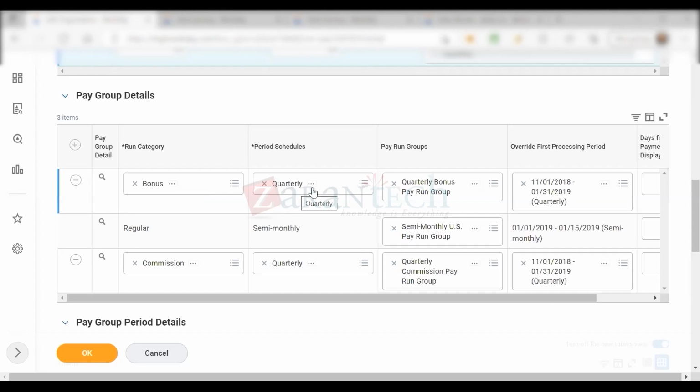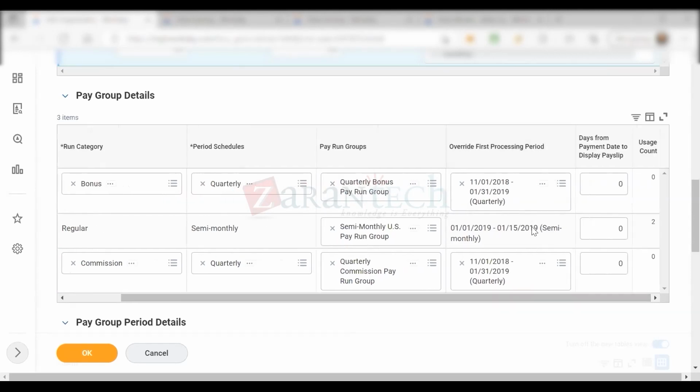So I can put my period schedule. I can have my pay run group. We will speak about pay run group in a while, but this is not mandatory. So when you are creating your pay group upfront fresh, you can keep the pay run group blank. There is no need for you to populate pay run group.